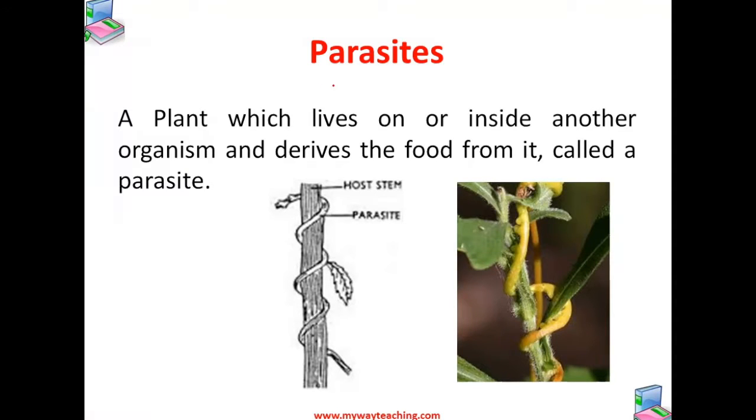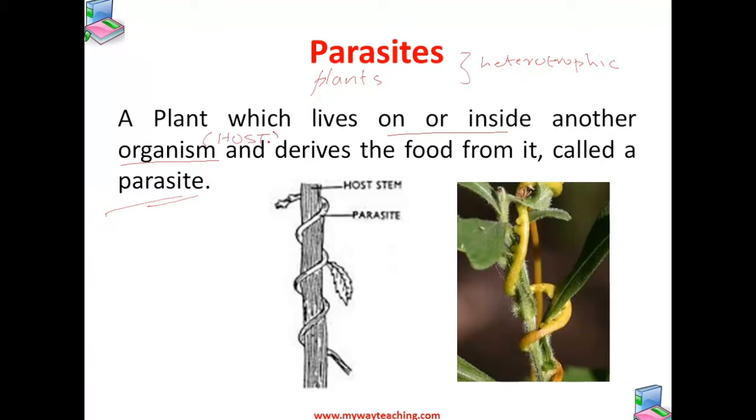Let us start with parasitic plants, which are heterotrophs. That means they cannot produce their own food. Heterotrophic in nature. A plant which lives on or inside another organism and derives the food from it is called a parasite. Here, the organism on which it resides is called host.